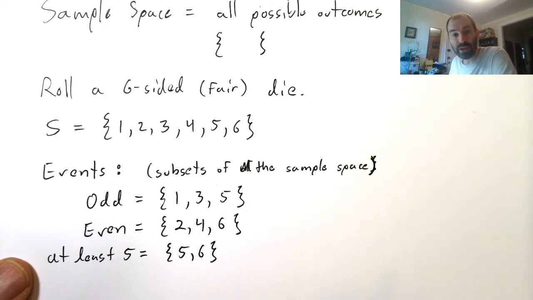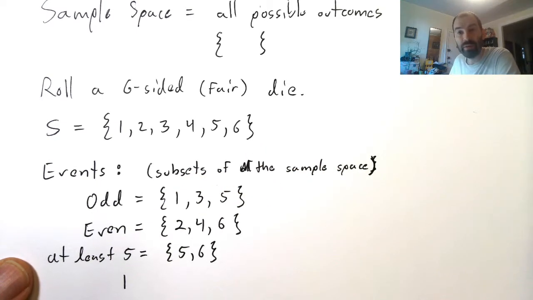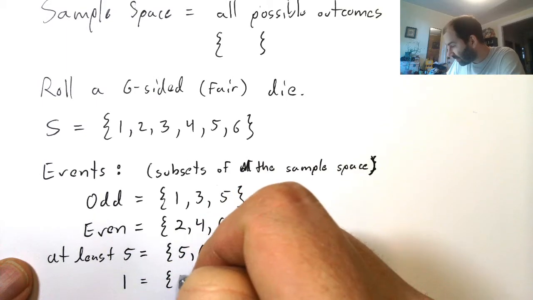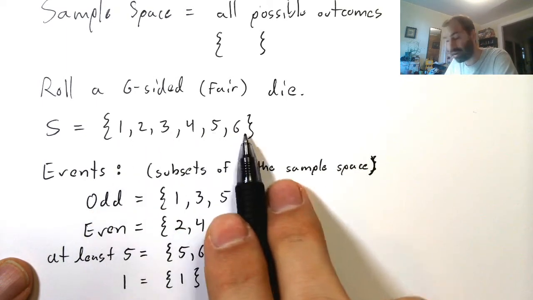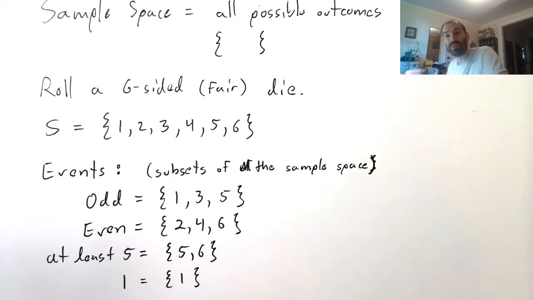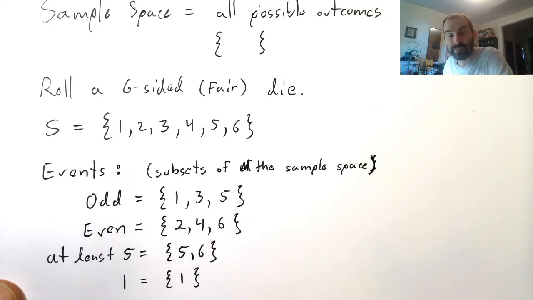Sometimes I might just be looking for the value of a particular roll. Maybe my event is just rolling a 1, right? Well, that's just the set containing that single element 1. But again, it is a subset of the sample space. So every event will be a subset of the sample space. Now, how do we compute probabilities of these events? How likely is it that these things are going to occur?